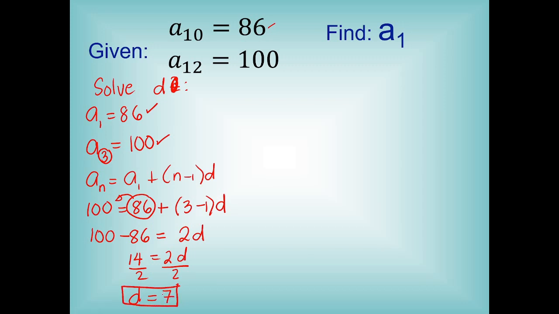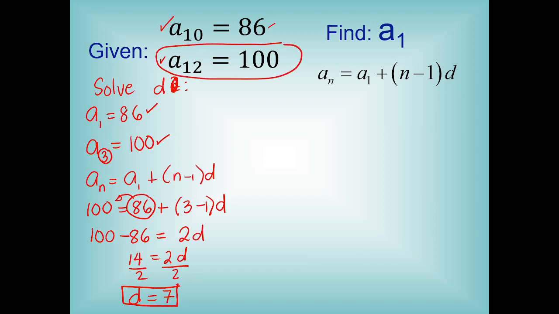So, we will now be using this to get the first term. So, going back to our formula, go back to the original given. So, let's focus on this one. This will be our A sub n. Okay? So, our A sub n is 100. The first term is unknown. Plus, the value of n, that's 12. 12 minus 1. And the common difference is, we have solved it a while ago, it's 7.